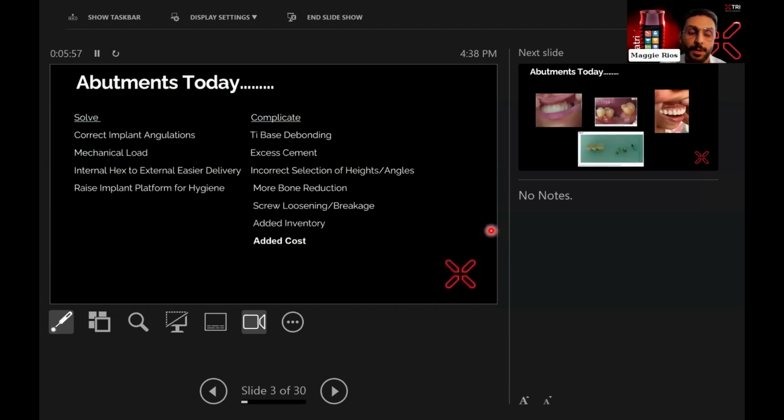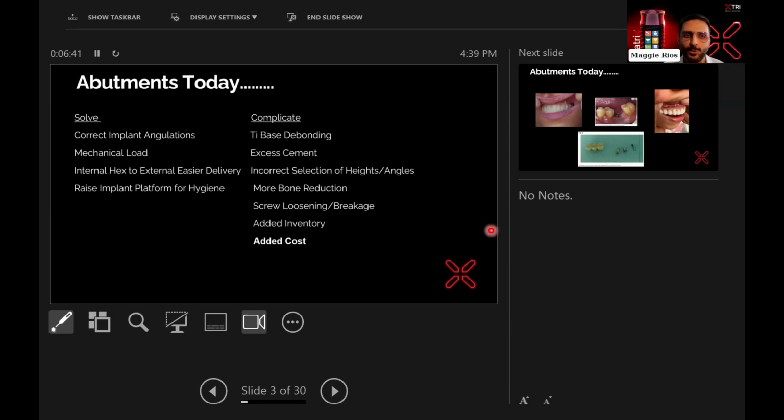But why do we want abutment or abutmentless? The abutment today helps us with correcting our implant angulation. They take the mechanical load and pass it to the implant. It's easy on delivery because of having an internal hex or internal connection. And because it raises the implant platform, it makes it easier for hygiene. It helps us to have good hygiene in there. But at the same time, there are complications with the abutment. I call the abutment a middleman because that's where it connects the restoration to the implant. And we always want to get away from the middleman.